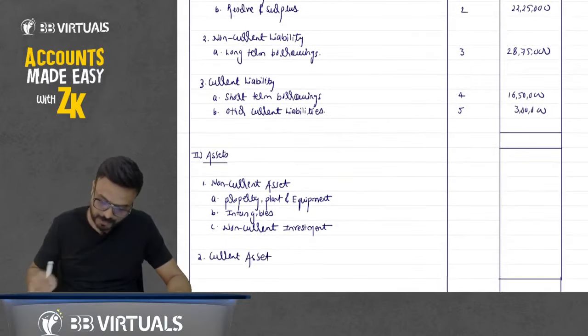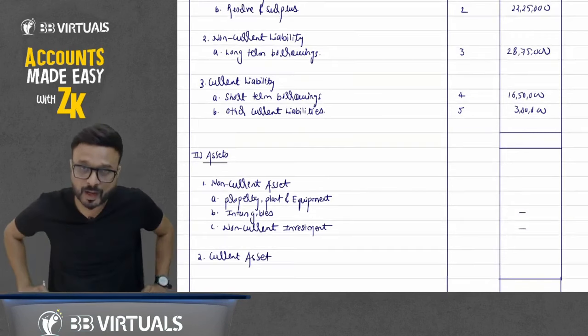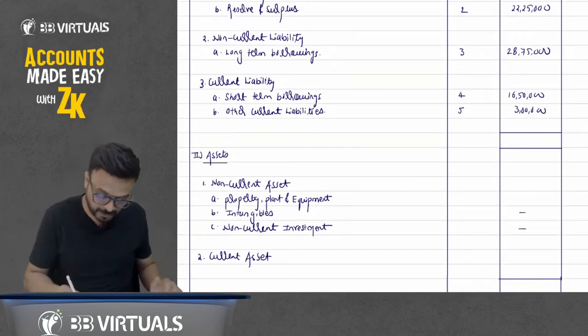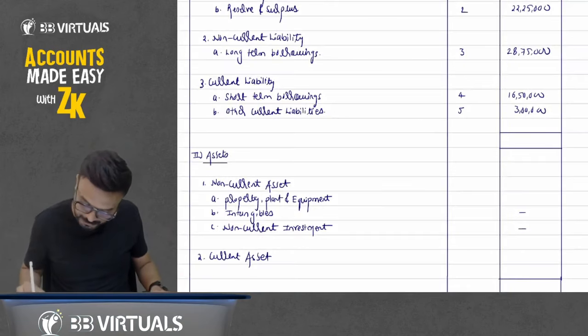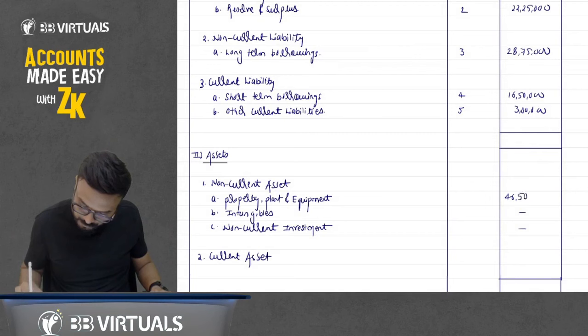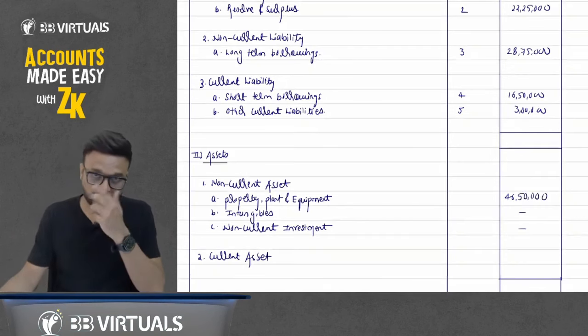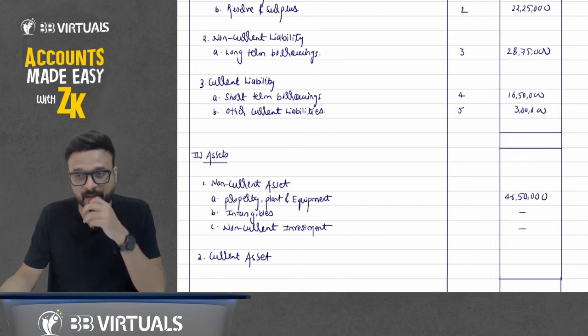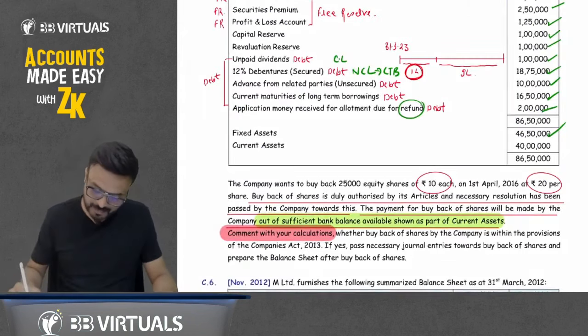Okay. Now there is no intangible asset. There is no non-current investment here. How much is the property, plant and equipment which is given in the question? It is 46,50,000. So write down here property, plant and equipment, 46,50,000. Now after this, next is current asset.